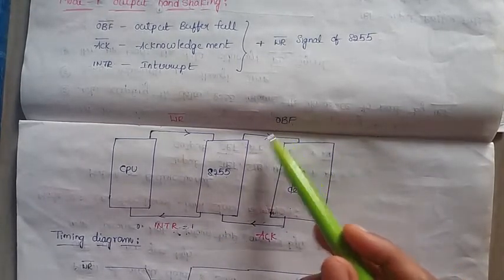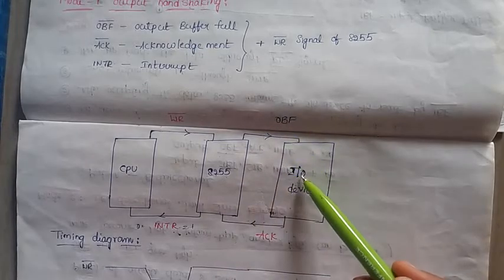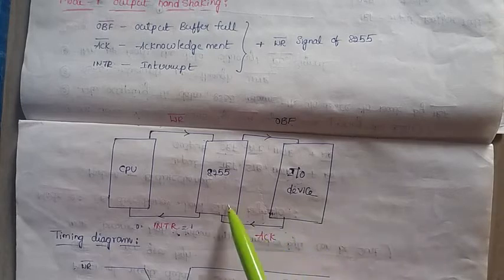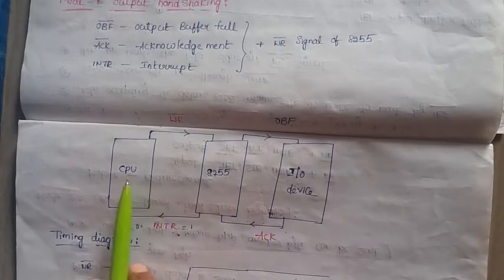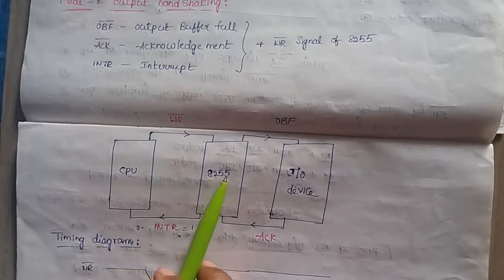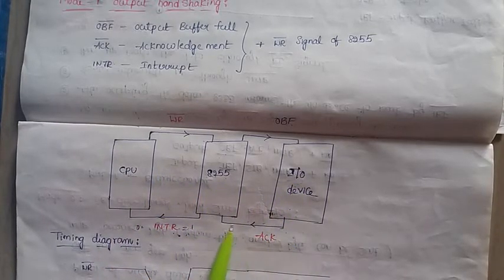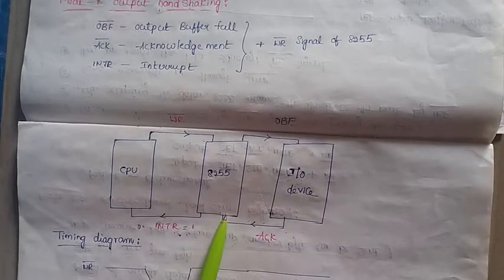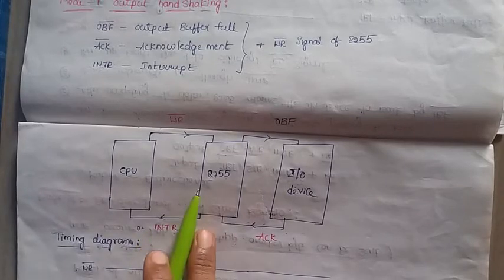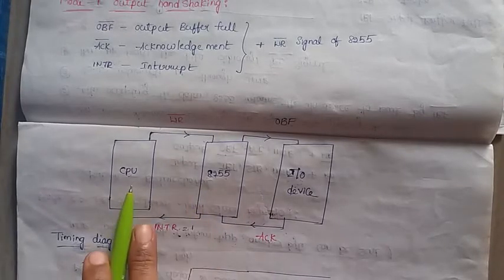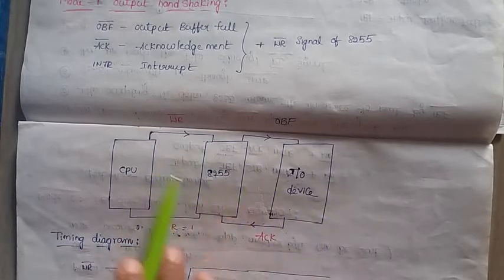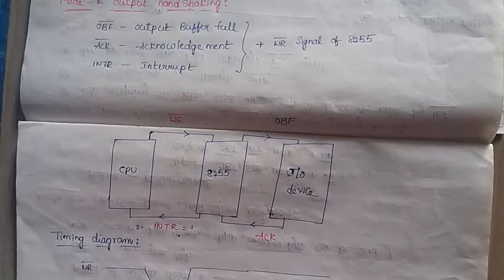Whenever the device receives the OBF signal, it is ready to receive the data. After receiving the data, it sends the acknowledgement signal to the 8255. Assume that 1 byte of data is transferred through 8255 to the IO device. Whenever 8255 receives the acknowledgement signal, it makes the INTR pin 1. So now the port is empty, and the CPU can send another 1 byte of data to the 8255. This process continues in output handshaking.